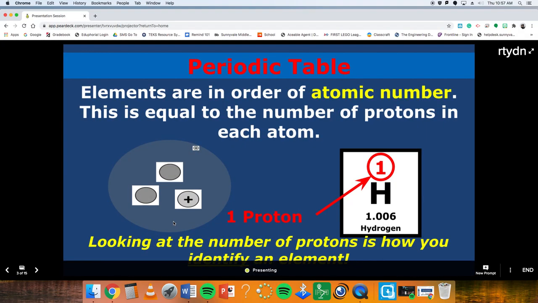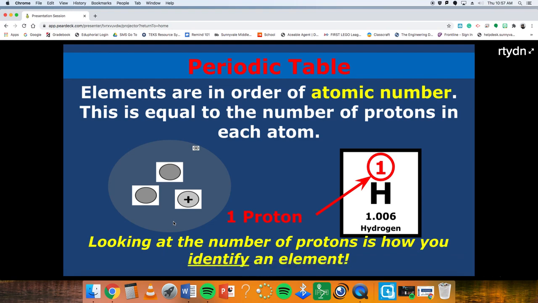Next slide. Elements are in order of atomic number. You probably have known that. Number 1 on the periodic table is hydrogen. Number 2 is helium. Number 3 is lithium. And it kind of goes on and on. You read it like a book, from top to bottom, left to right. 1, 2, and then we have 3 all the way through 10.